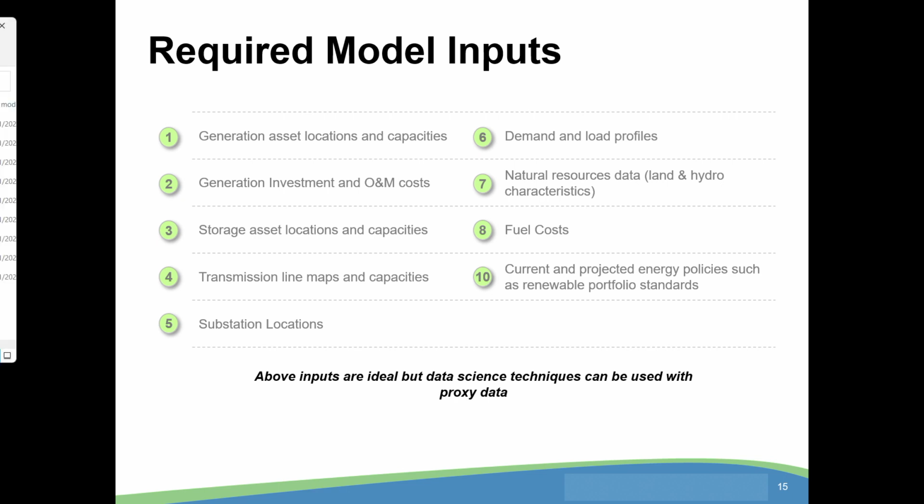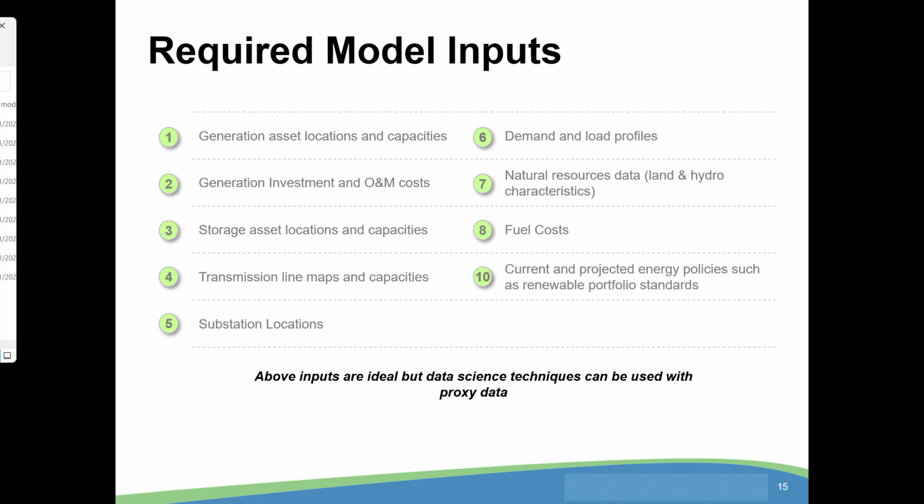Since solar and wind are very prominent technologies, it's really important to understand the temporal effects. And so you can integrate historical weather data in order to understand the energy generation for those different sites. Lastly, we also would need an input of fuel costs, currently and projected fuel costs. And at that point, you have enough to run a switch model.